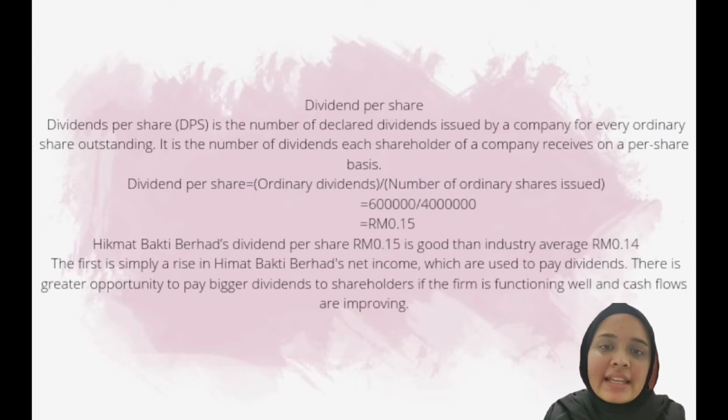Dividend per share is the number of declared dividends issued by a company for every ordinary share outstanding. The DPS that I've calculated is RM0.15. Hikmat Bati Berhad's dividend per share is better than the industry average, RM0.14. The first is simply a rise in Hikmat Bati Berhad's net income, which is used to pay dividends.